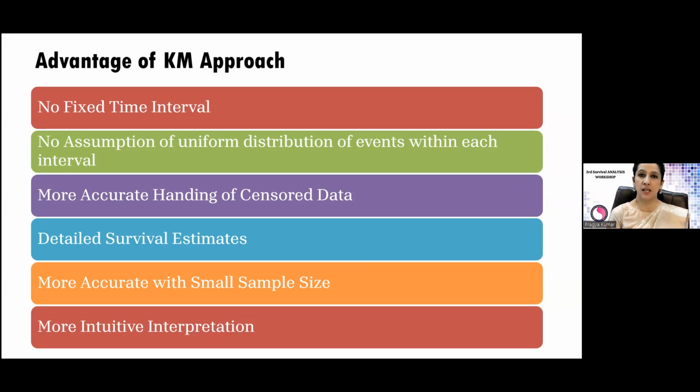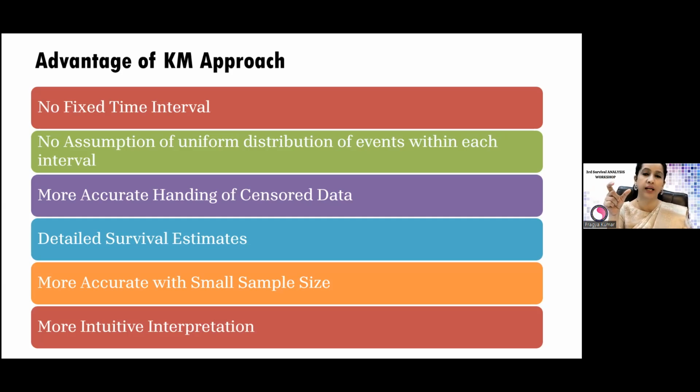We have seen the life table, where there is a fixed interval, and we see how much in each gender. Like yesterday, we saw in male and female babies the survival probability of the cessation of breastfeeding. The advantage of Kaplan-Meier is that in a life table you need huge data, whereas in Kaplan-Meier, even with a small amount of data, you can perform this analysis and get a detailed survival estimate. It is more accurate in handling censored data, because you have the exact survival time, whereas in a life table you have an interval.